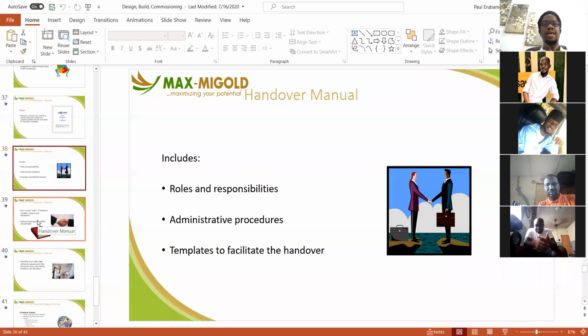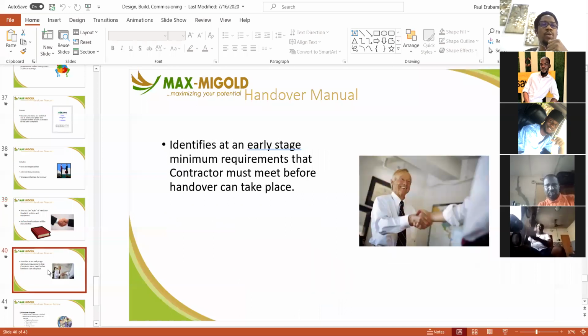Who will trigger that the job has been substantially completed for us to start the process of handover? What kind of templates are going to be involved? What kind of procedures will be involved in the handover? They are discussed at this stage, and all the rules are set up.